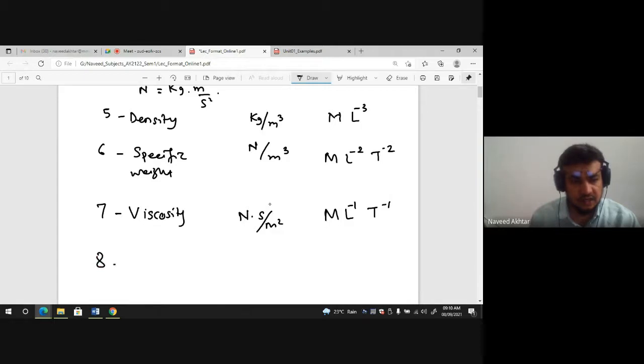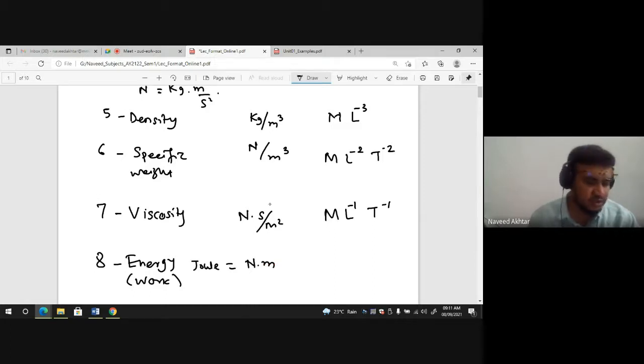Number 8, write down the energy or work. The unit of energy is the joule. One joule is equal to Newton meter, and its dimension is M L square T raised to power minus 2.